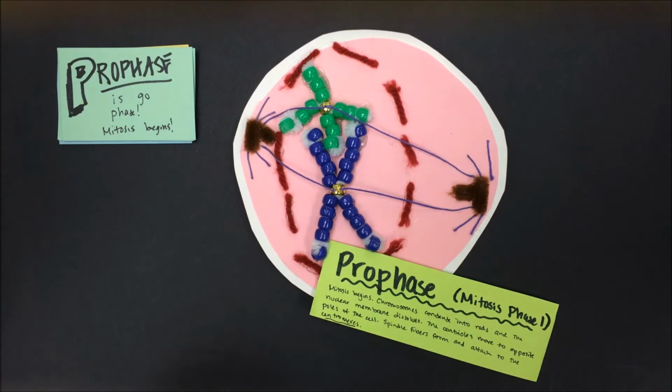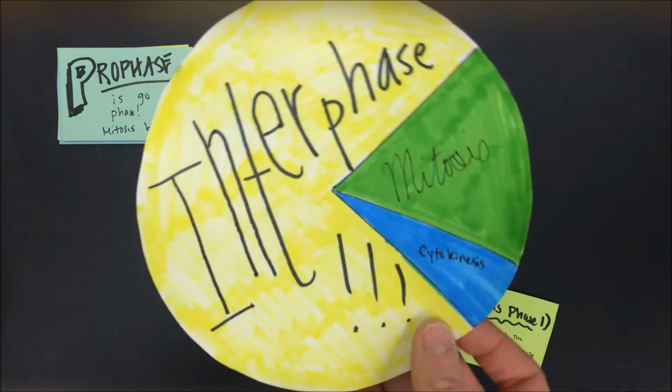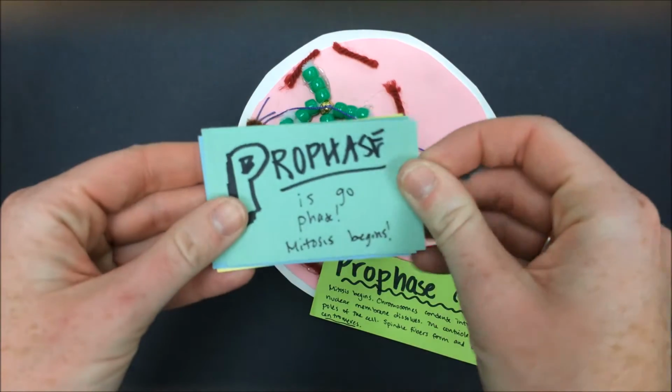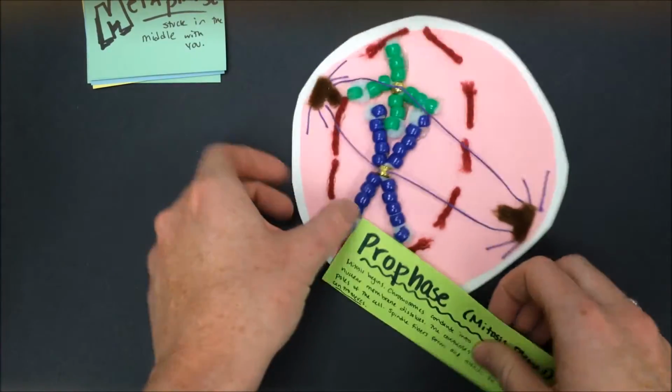So mitosis officially begins in prophase. Prophase is go phase. It's the first phase of mitosis. Here's our life cycle of the cell. Here's that split of mitosis. Right after prophase, which is go phase, you enter metaphase.